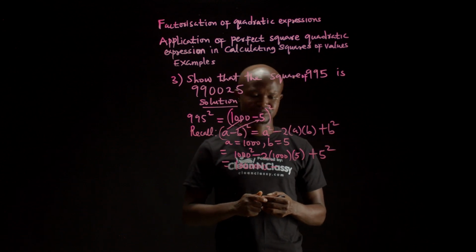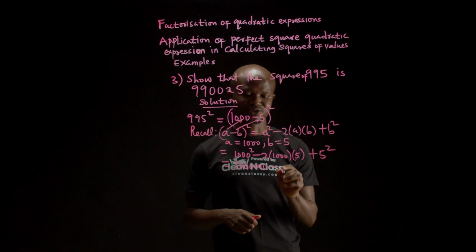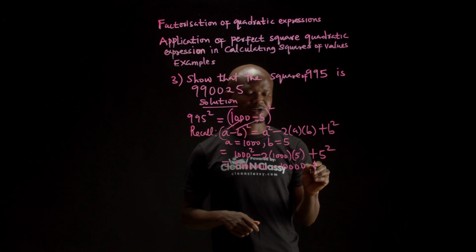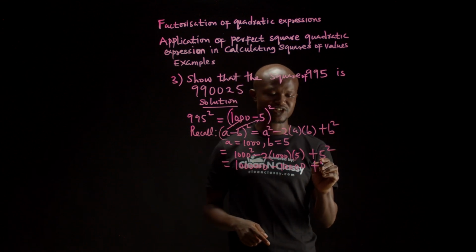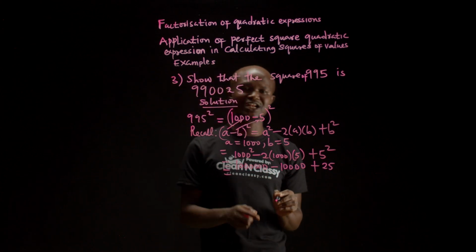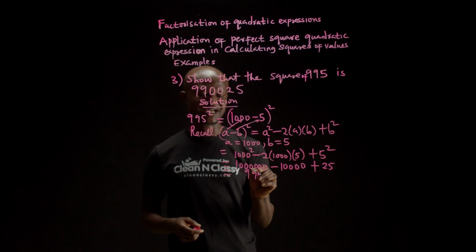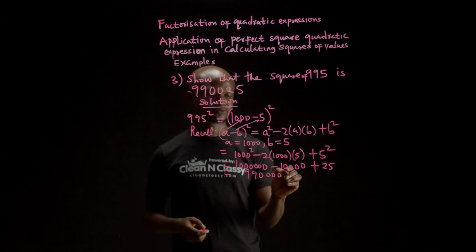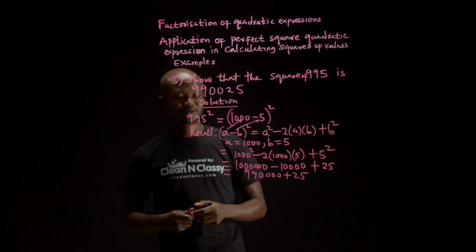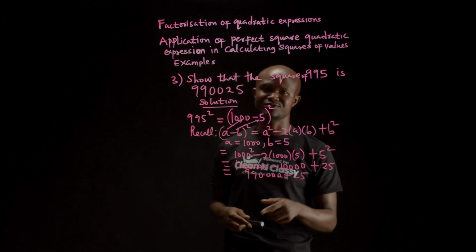That is 2,000. Then 2,000 times 5 will give us what? 10,000. Then what is 5 square? 5 square is 25. So 1 million minus 10,000 will give us 990,000 plus 25. 1 million minus 10,000, that's 990,000, then plus this 25 we have here.